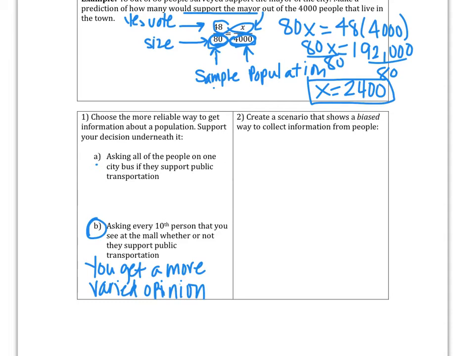Number 2 is create a scenario that shows a biased way to collect information from people. So what does biased mean? Biased is anything that favors a particular outcome.